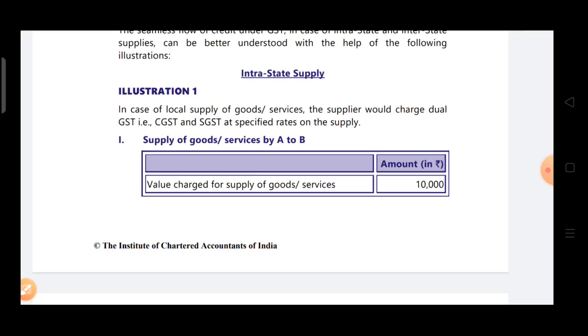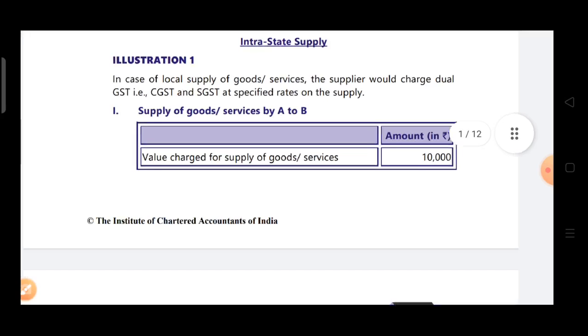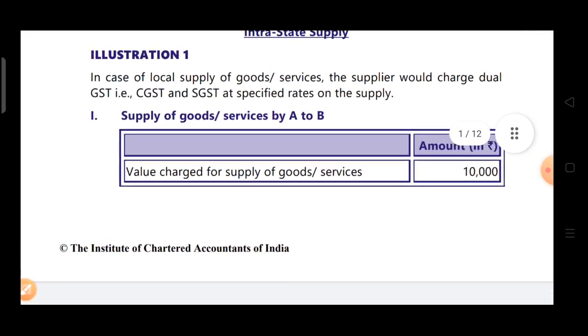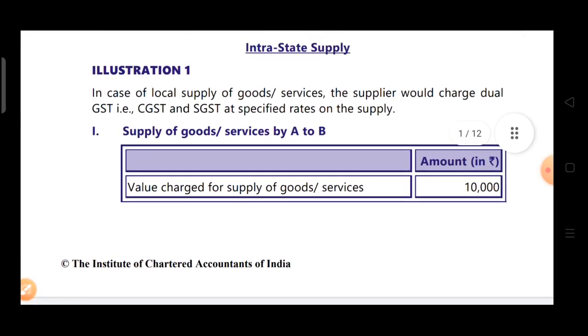Okay, let's start the illustration now. Illustration 1, intrastate supply. In case of local supply of goods or services, the supplier would charge dual GST, that is CGST and SGST, at specified rates on the supply. In case of intrastate supply, as we have discussed earlier, CGST and SGST is charged. In this sum, the rate is assumed as 9%, meaning 9% SGST and 9% CGST.